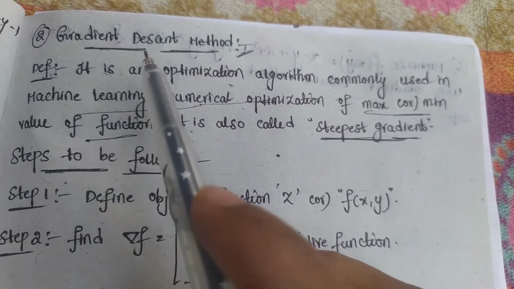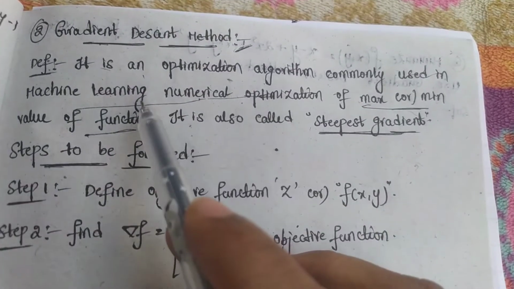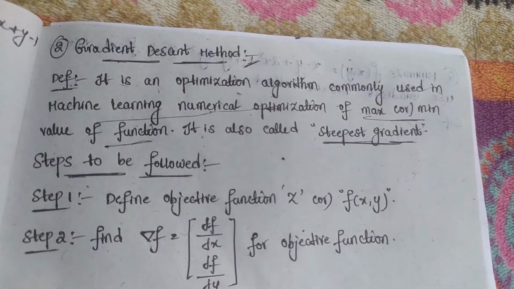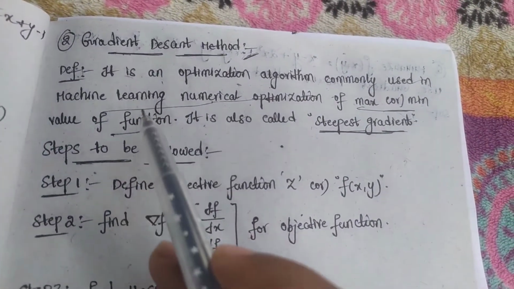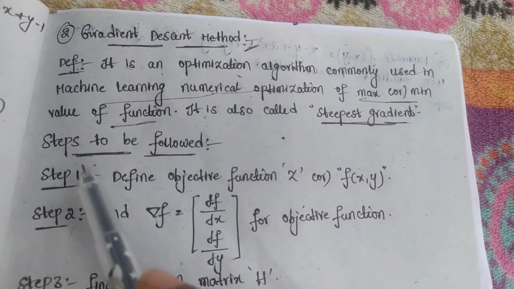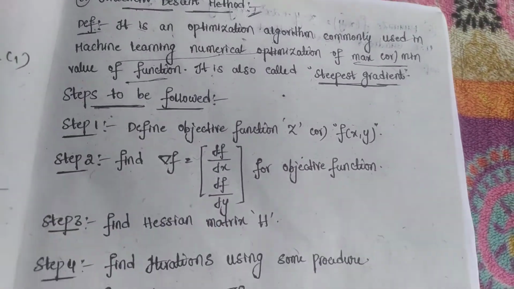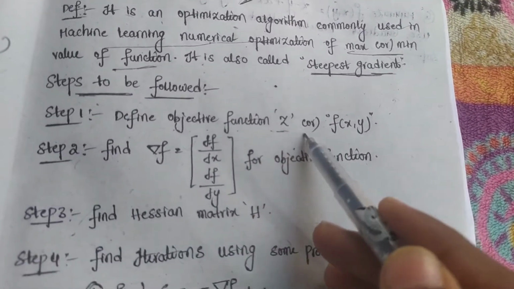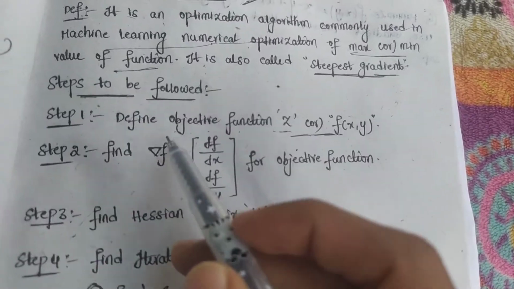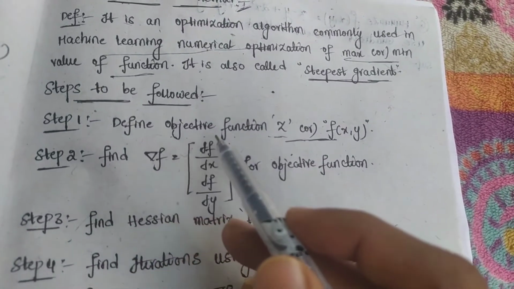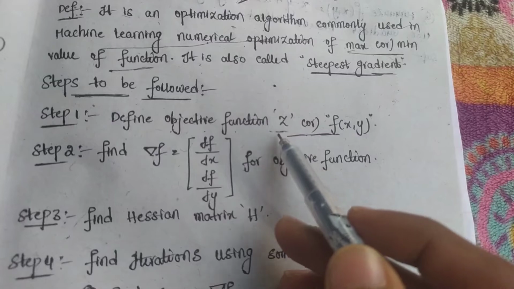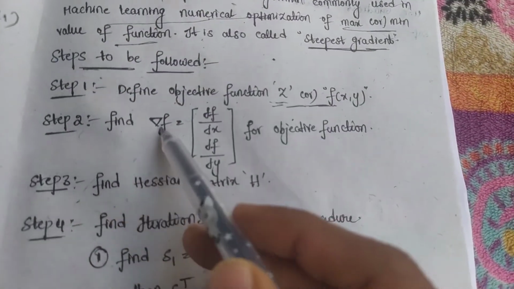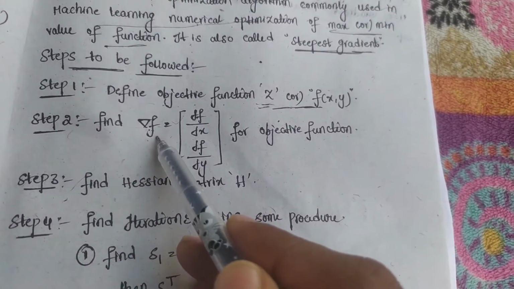The gradient descent method is used mainly in machine learning. To solve problems using this concept, we follow some steps. The first step is to define the objective function as z or f of x comma y. Here, in the first step, you have to define the objective function as z, which is given in the problem.